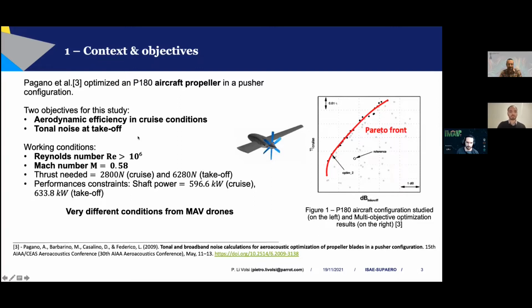However, this optimization is very different from the one that we will present here, because the Reynolds number is very high, higher than 10 to the power of 6, and the Mach number is higher as well. Also, here they studied a propeller in a pusher configuration, while we will study a propeller in hovering conditions.